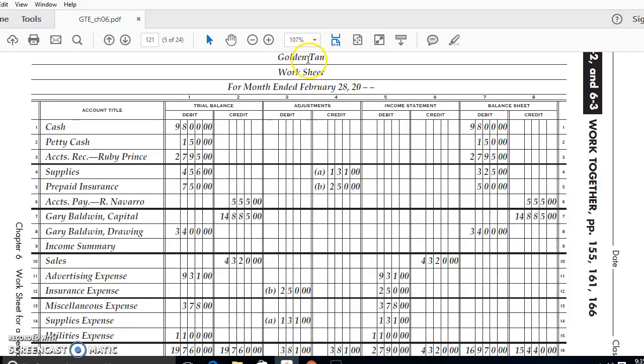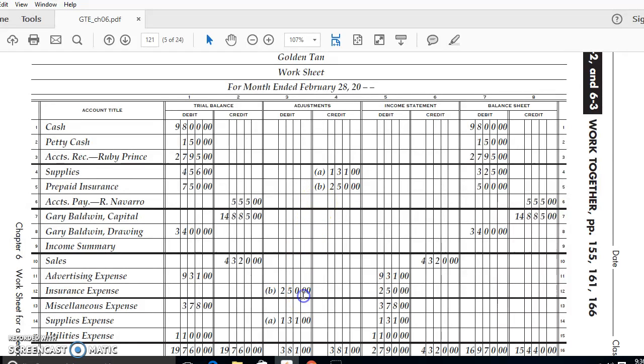According to Golden Tan's worksheet, we had $750 at the beginning of the year. The book is going to tell you you have $500 at the end of the year in prepaid insurance. Therefore, the difference when you subtract $500 from $750 is $250. That's what you have to expense. So your prepaid insurance is your credit here because you're taking away from an asset, and $250 for insurance expense is your debit. Note that you're going to put a little B there showing that that is the B transaction.